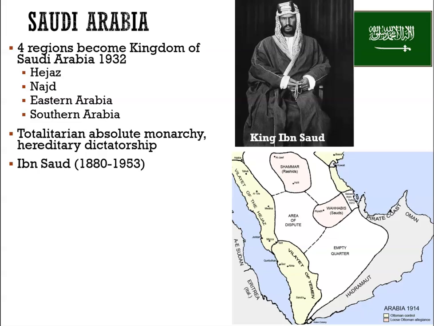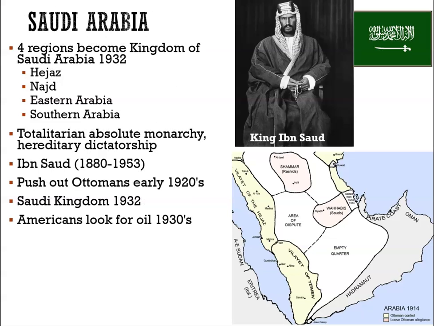Now, they are out of the way, so the Europeans don't bother to go down there, but any Ottomans that come are pushed out in the 1920s, and we see the Saudi kingdom in 1932. They call in some geologists to look for water because they don't have much water. While they're looking for water, what do they find? Oil, and lots of it.